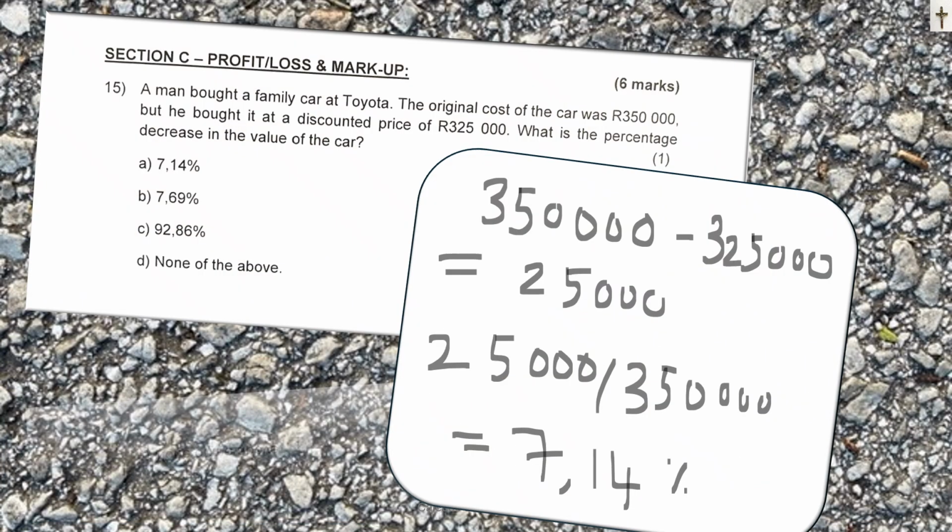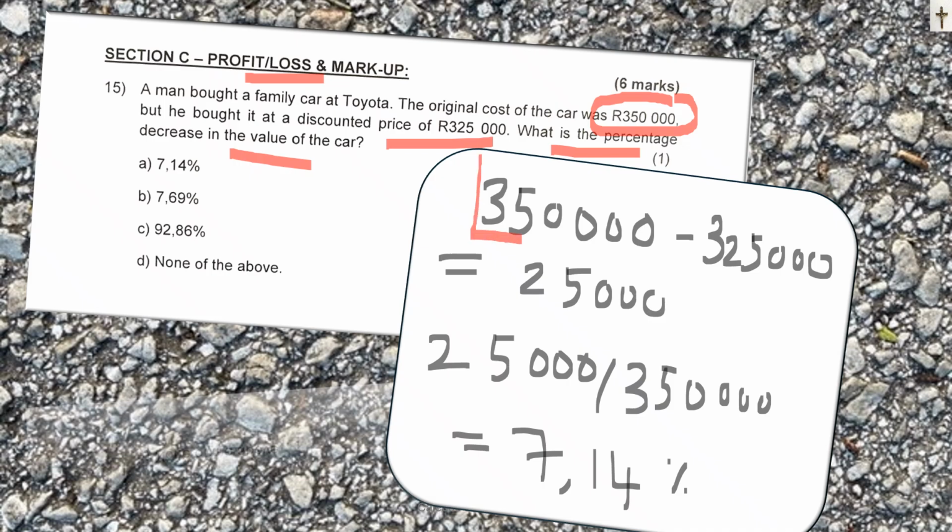Right, section C, profit loss markup. A man bought a family car at Toyota. The original cost of the car was $350,000, but he bought it at a discounted price of $325,000. What is the percentage decrease in the value of the car? Right, so how much discount did this person get?